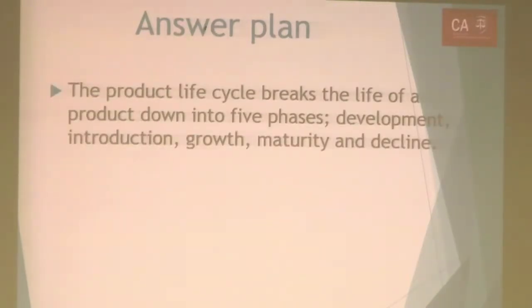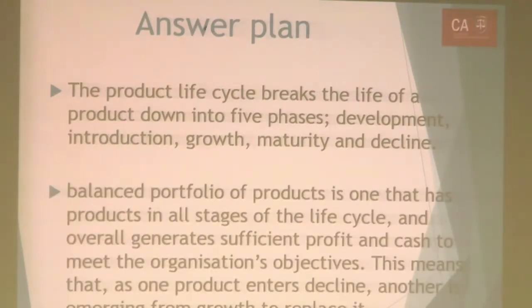The product life cycle breaks the life of the product down into 5 phases: development, introduction, growth, maturity and decline. Sometimes the examiner starts the answer with a brief explanation of that particular model, so that is why I have included this. A balanced portfolio of products is one that has products in all stages of the life cycle. That means if your portfolio is well balanced, in the product life cycle graph you need to have products in each stage and overall generate sufficient profits and cash to meet the organization's objectives. This means that as one product enters decline, another emerging from growth replaces it.